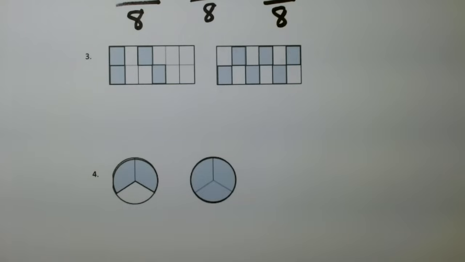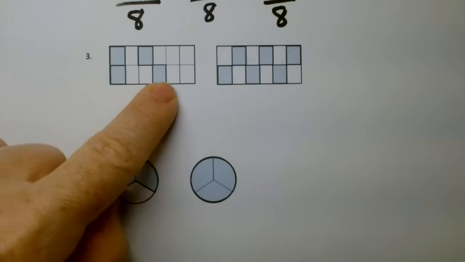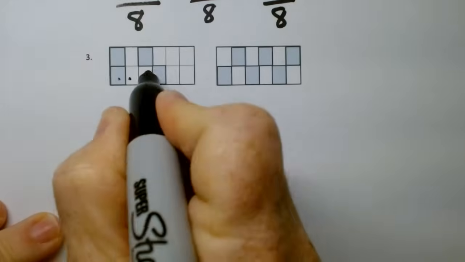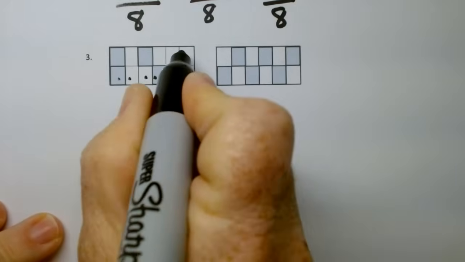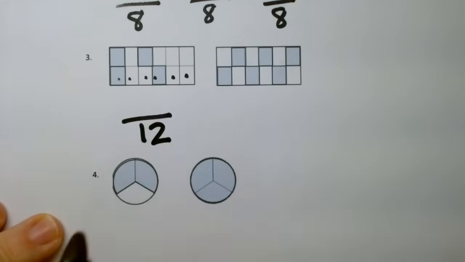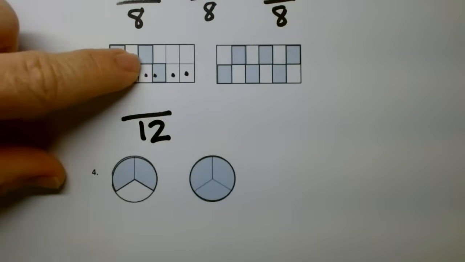Okay. If you're still not sure about this, I have something for you. I have a few people asking more questions. Okay. So how many is total here? 1, 2, 3, 4, 5, 6. 6 2 times is 12, so the 12 is on the bottom. 1, 2, 3, 4 are shaded.